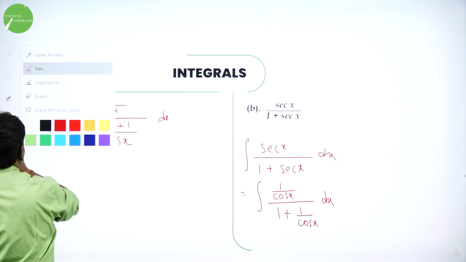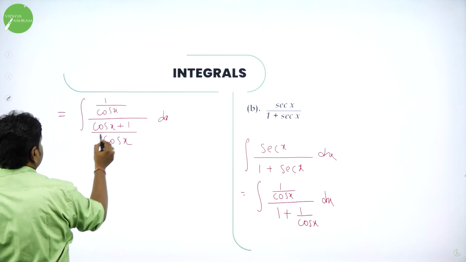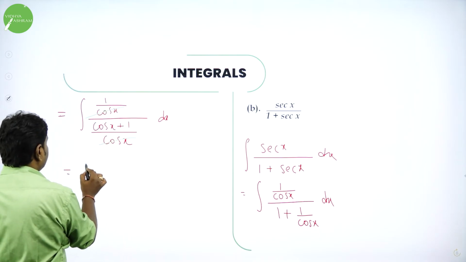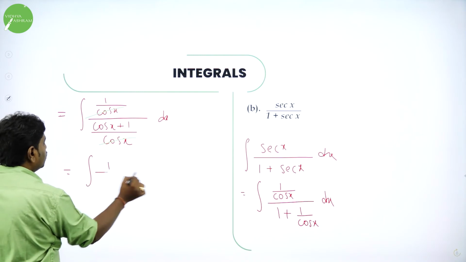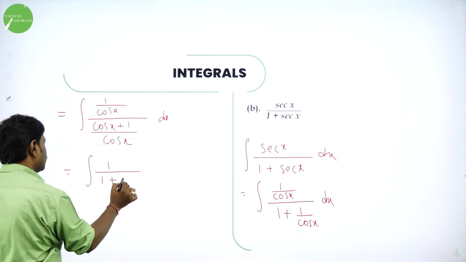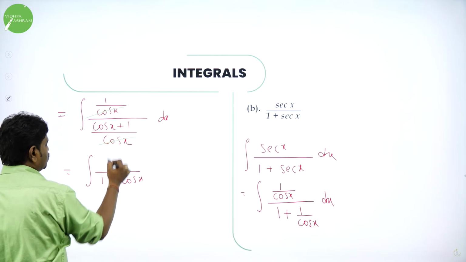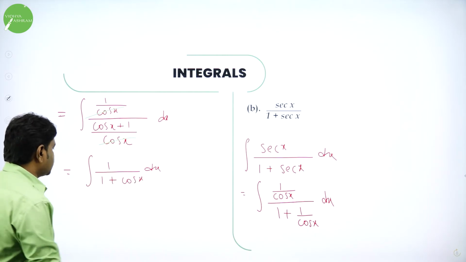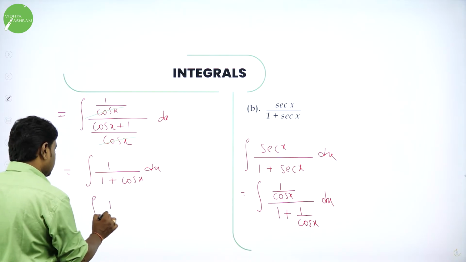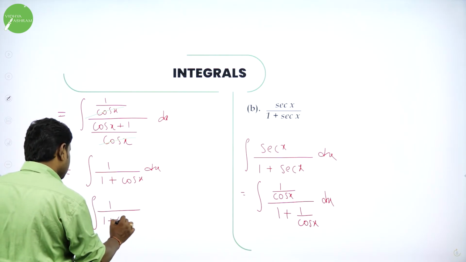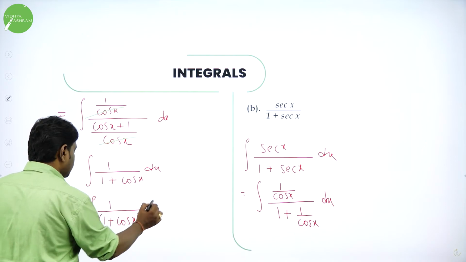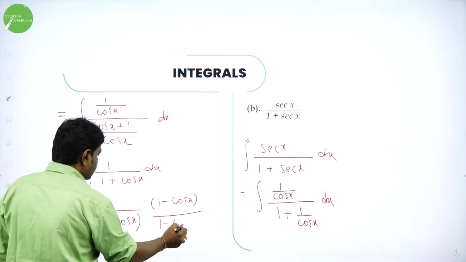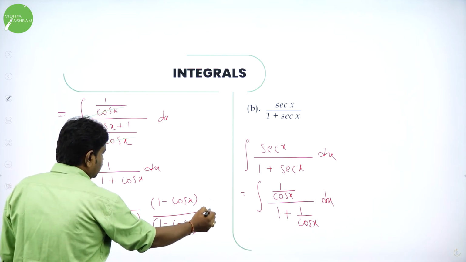Now simplify this. So I can cancel the terms, cos x cancels. So what is left out? We are left out with integration of 1 by cos x plus 1, or I can write 1 plus cos x dx. Now it is like the last problem. What should you do? Rationalize. What is the rationalizing factor? 1 divided by 1 plus cos x, divide and multiply by 1 minus cos x dx.